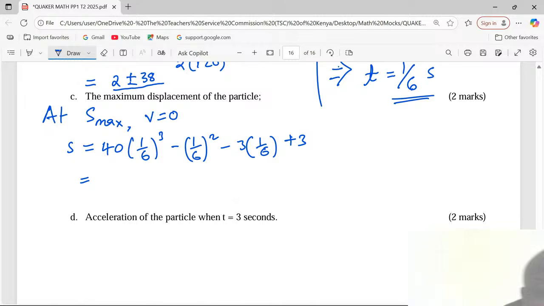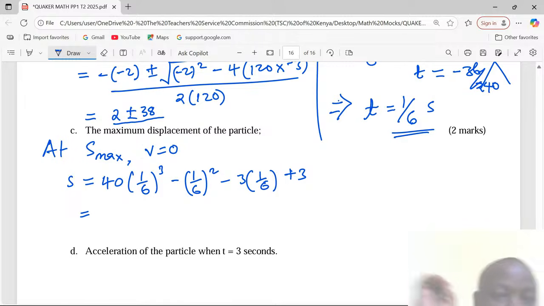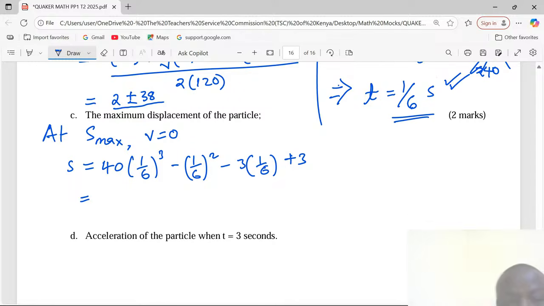The reason why we are using 1 over 6 is that at maximum displacement, velocity is usually 0. And when velocity equals 0, we have calculated the corresponding time. When velocity is 0, time is usually 1 over 6. So now we can find this: 40 times 1 over 6 cubed, minus 1 over 6 squared, then subtract 3 times 1 over 6, then add 3. So this is going to be 2 and 71 over 108 meters.